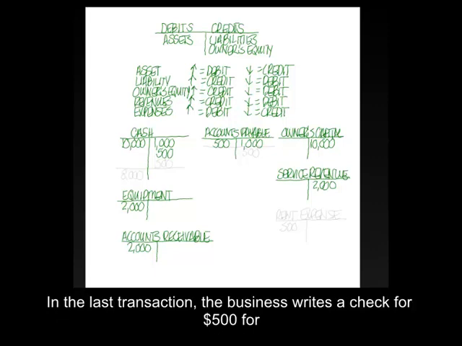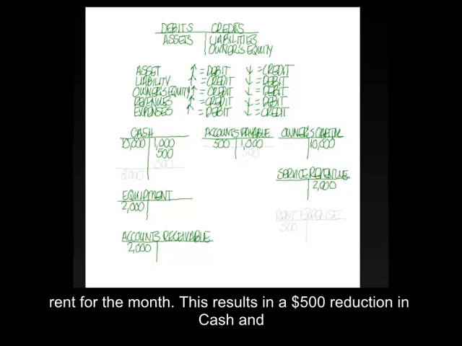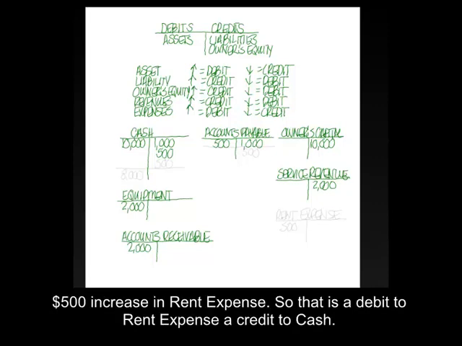In the last transaction, the business writes a check for $500 for rent for the month. This results in a $500 reduction in cash and a $500 increase in rent expense. So that is a debit to rent expense and a credit to cash.